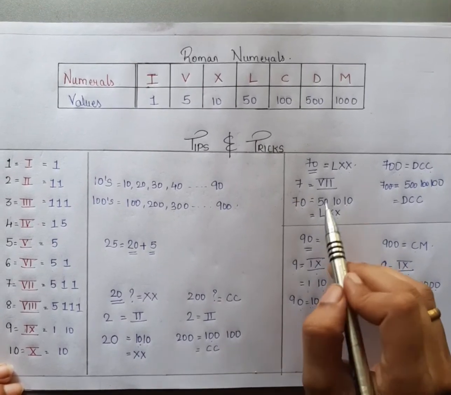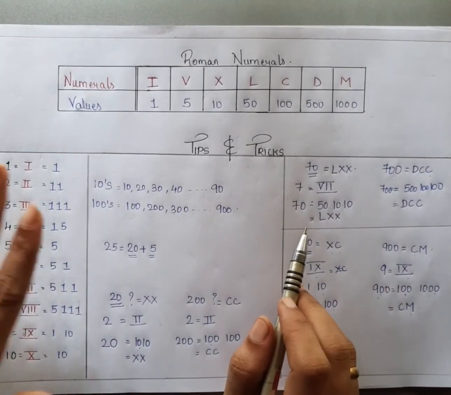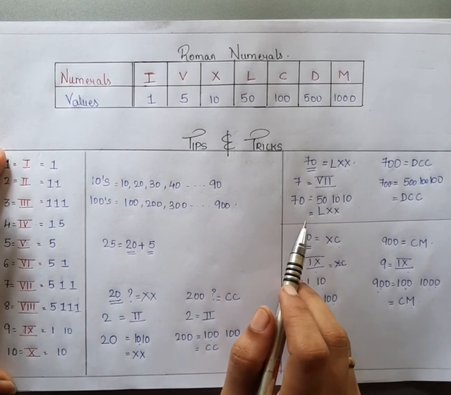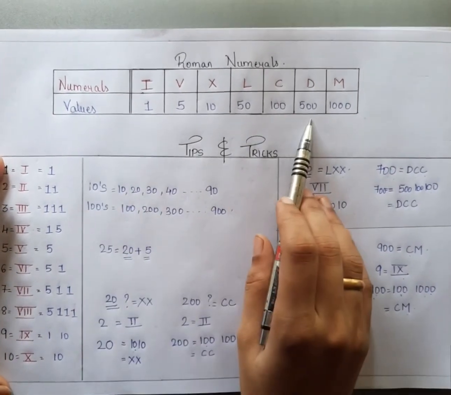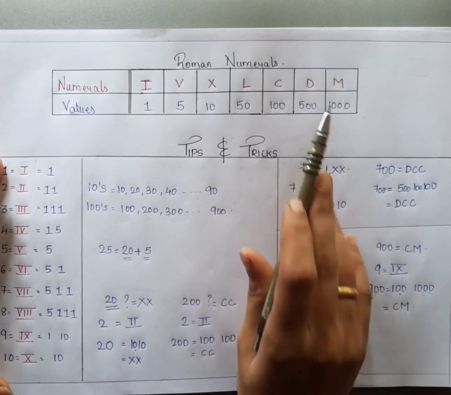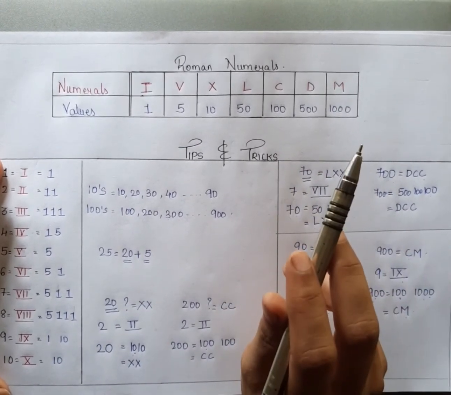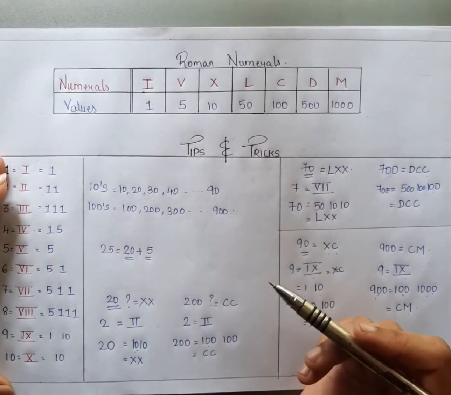It is the same like this. For proper understanding, do remember the Roman numerals from 1 to 10 properly, and also the trick I mentioned in the previous video. Do check it. The link is mentioned in the description box. Hope you understood this.